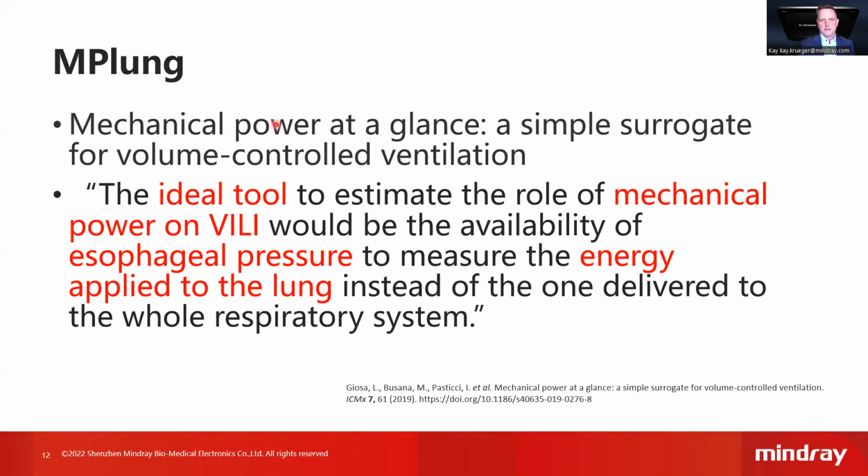From the publication Mechanical Power at a Glance, Simple Surrogate for Volume Controlled Ventilation, one of the citations here is that the ideal tool to estimate the role of mechanical power on weaning would be the availability of esophageal pressure to measure energy that is directly applied to the lung instead of the one that is delivered to the whole respiratory system, which would further help to get more accurate insights into the settings and the cause for ventilator-induced lung injury.